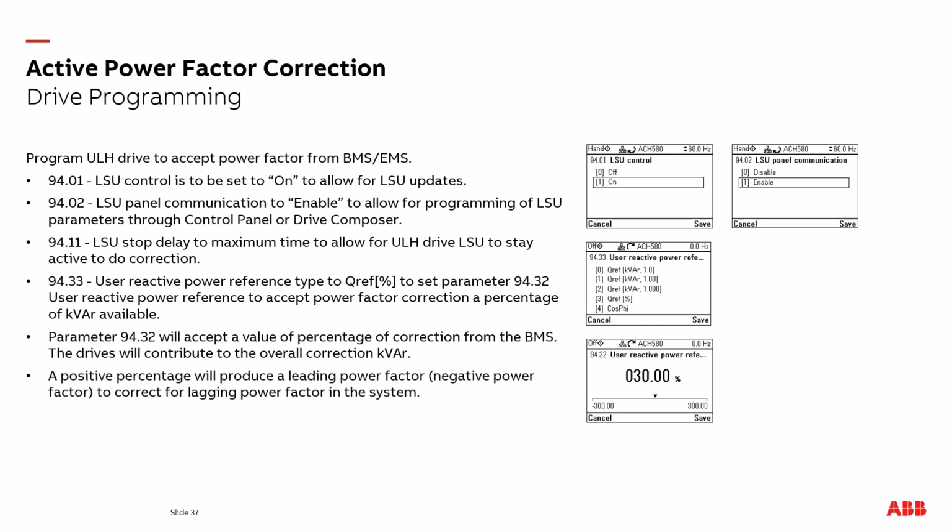A positive percentage will produce a leading power factor. Now, this is reverse of the other system, as I said earlier. A positive percentage will produce a leading power factor, otherwise a negative power factor, to correct for a lagging power factor. When you look at it from the drive's point of view, a positive percentage creates a negative power factor to correct for the lagging power factor of the system, which is a positive power factor. Now, a negative percentage produces a lagging power factor. If you have a leading power factor in your system, you send a negative percentage number to the drive to correct for the leading power factor of the system. It's reverse of what you're used to, but it's from the drive's point of view.